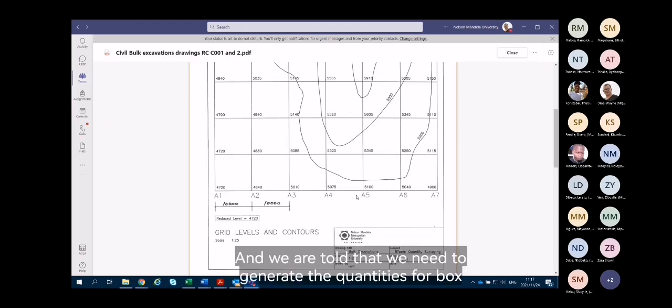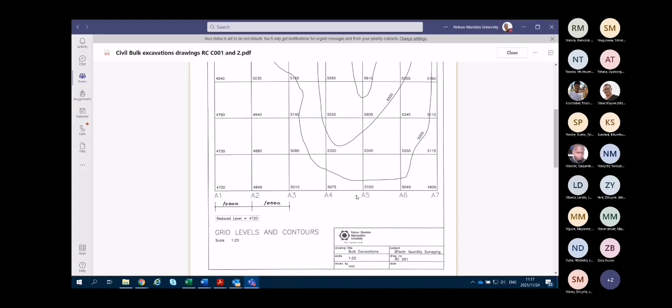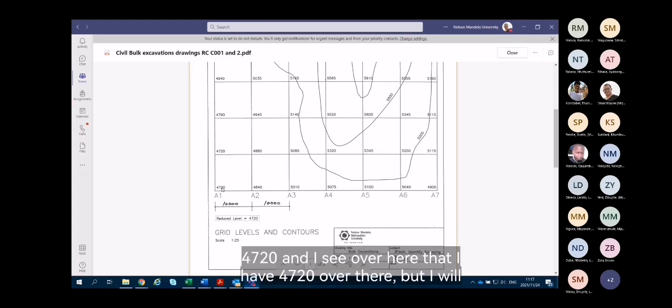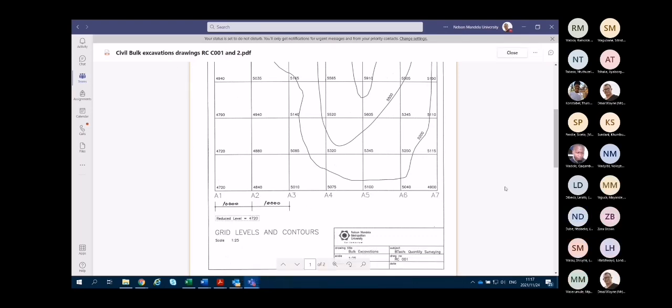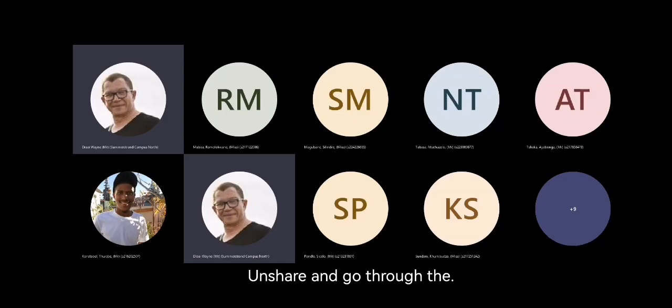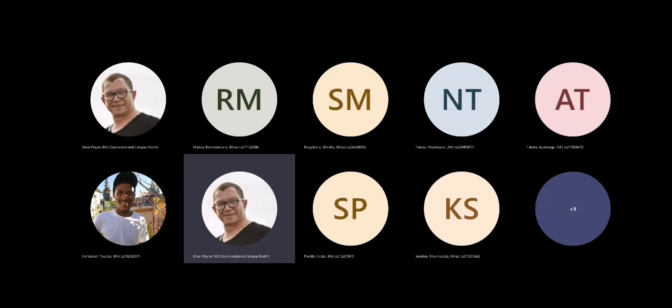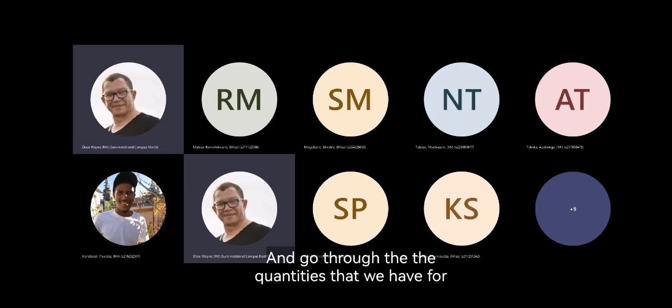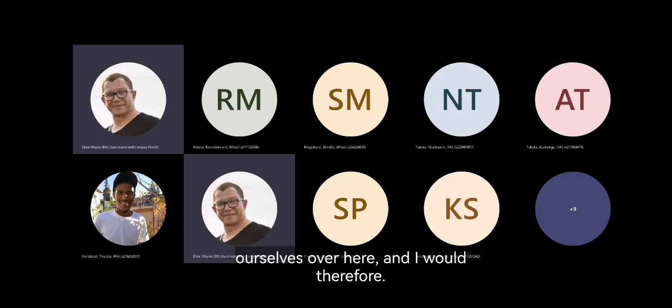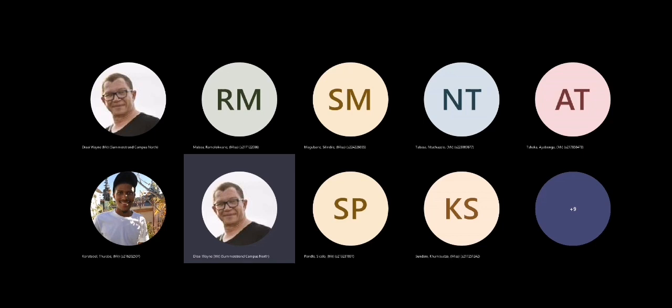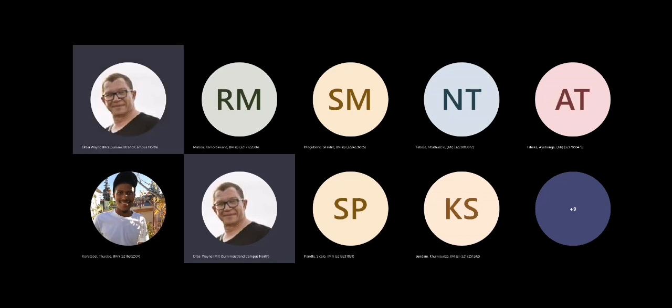And we are told that we need to generate the quantities for bulk excavations to a reduced level of 4720. 4720, and I see over here that I have 4720 over there. But I will now unshare and go through the quantities that we have for ourselves over here, and I would therefore share my screen.